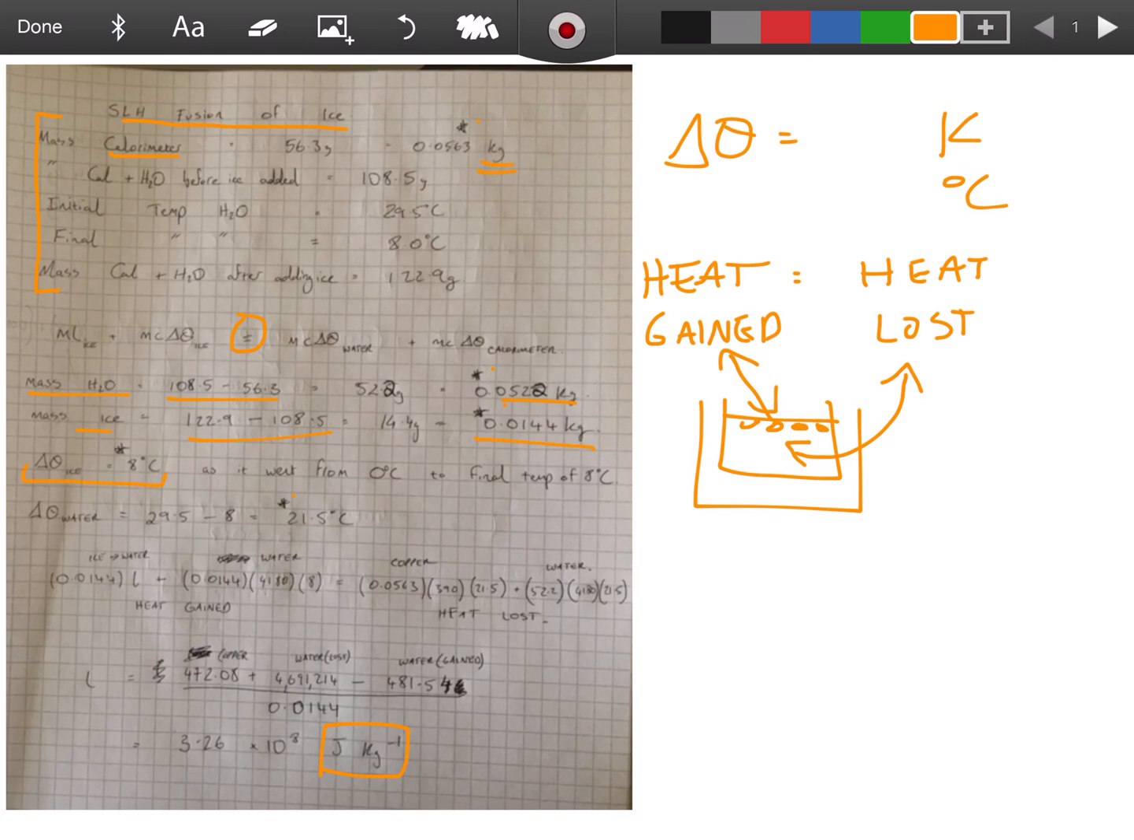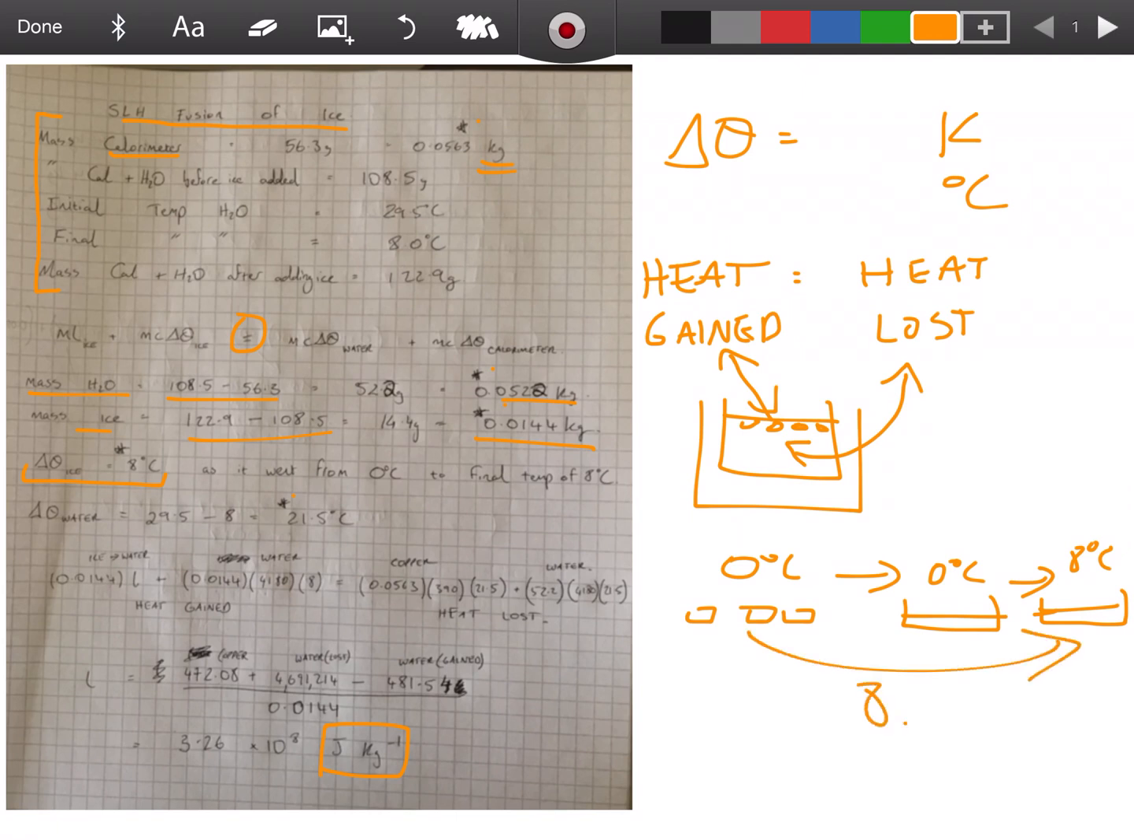Our change in temperature, now the way to think about this one is, imagine we've got pieces of ice that are at 0 degrees Celsius. What happens to those? It goes through two steps. It goes from being ice at 0 to being water at 0. And then it goes from being water at 0 to being water at 8 Celsius. So the change in temperature overall is that 8 value. Okay, so that's why I've got that there. And again, I've explained that a little bit in that line too. So we've got all of our info there.